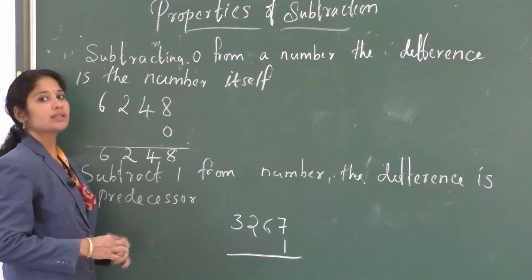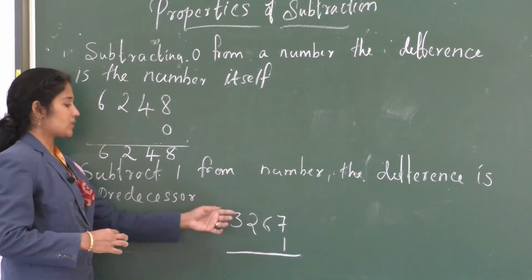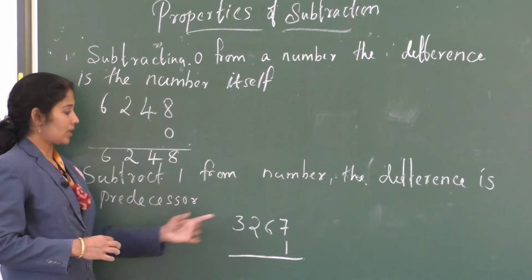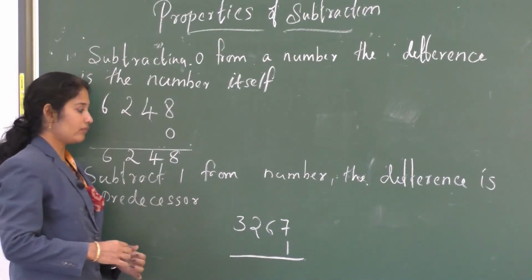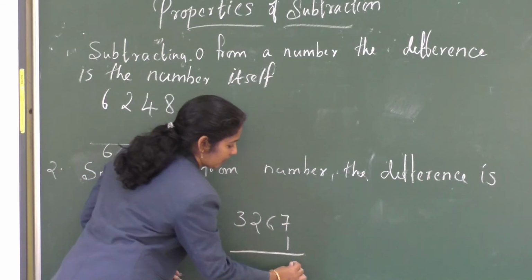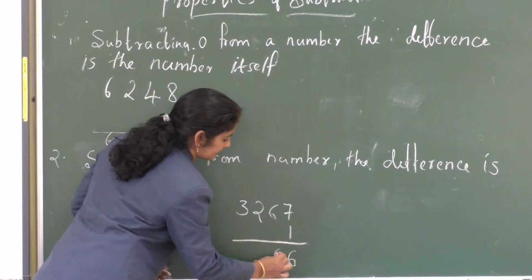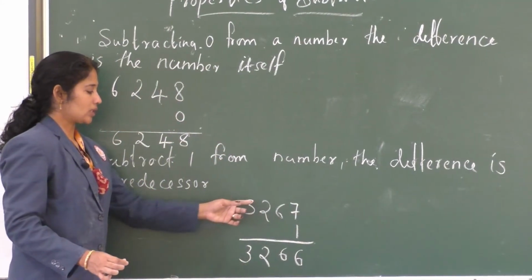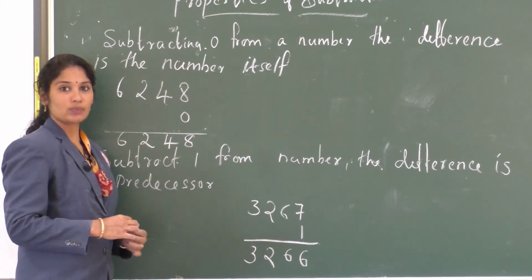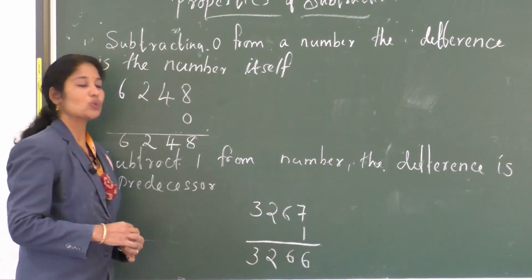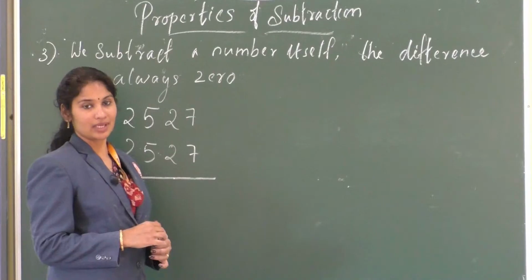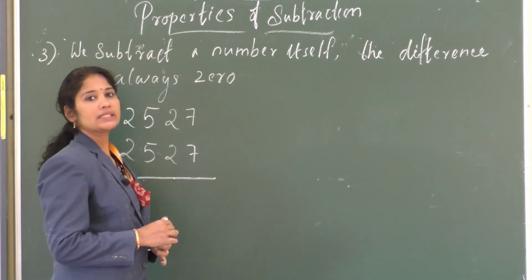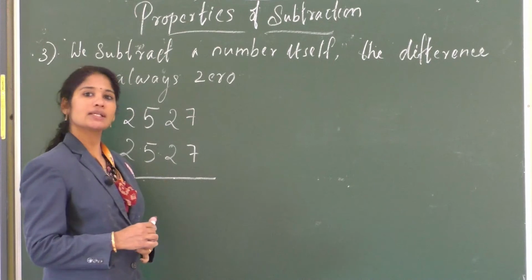Next property is subtracting 1 from a number, the difference is the predecessor. What is predecessor? The before number. So here we have 3267. We will subtract 1 from the number, we will get 7 minus 1, 6, and 6, 2, 3. So 3267 minus 1 will get 3266.